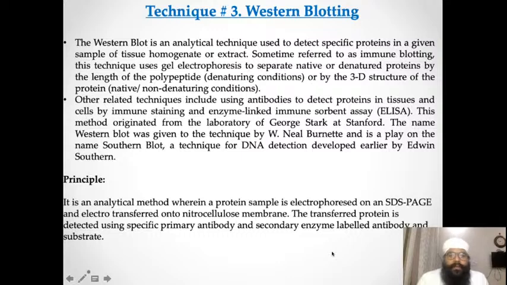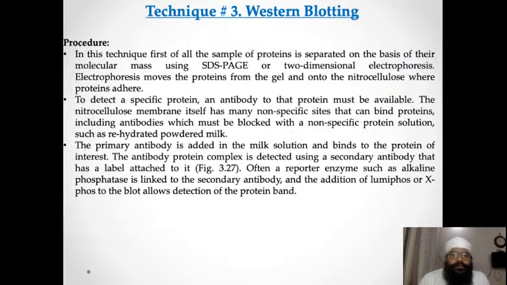So now comes the Western blotting, which is an analytical technique used to detect specific proteins in a given sample of tissue homogenates, sometimes referred to as immunoblotting. We have discussed electrophoresis yesterday in detail, but this is more about how Western blotting is done. It is an analytical method wherein proteins are electrophoresed on SDS-PAGE and electro-transferred onto a nitrocellulose membrane, and the transferred protein is detected using a specific primary antibody and a secondary enzyme-labeled antibody substrate.